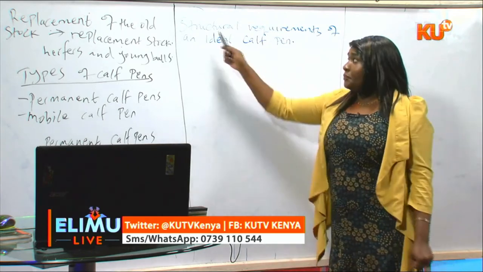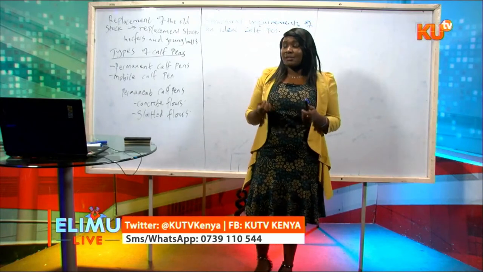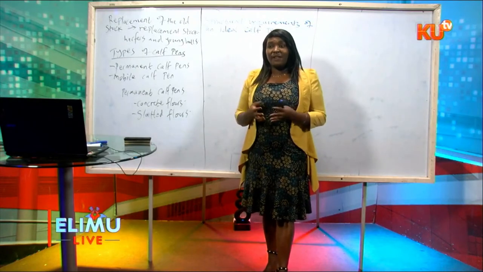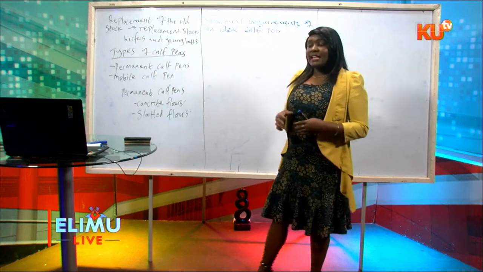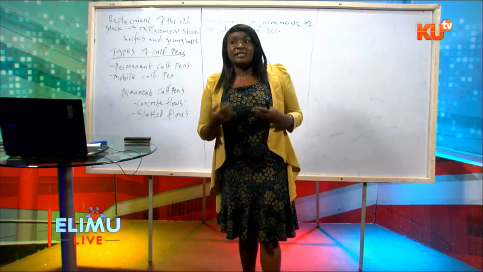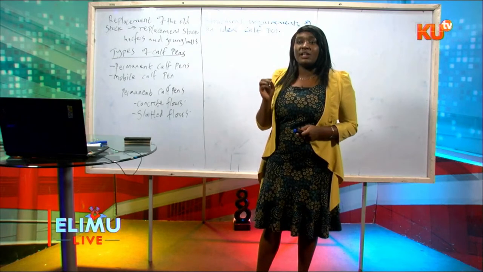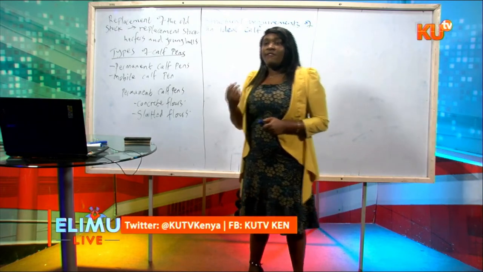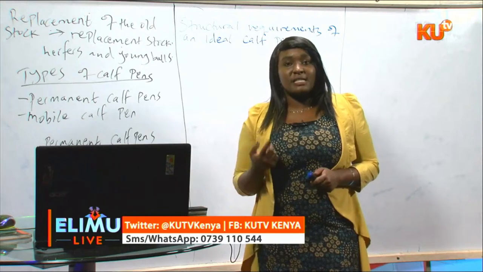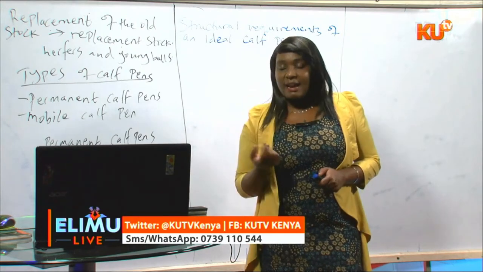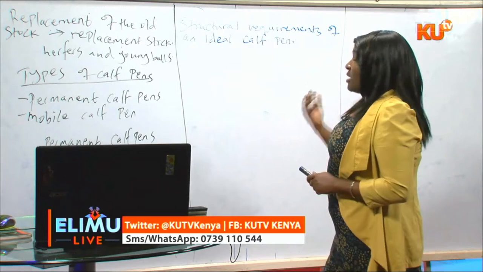Now, structural requirements. What do we require? What do we look for when we are trying to construct a calf pen? A calf pen that is going to serve our animals effectively and efficiently. A calf pen that is going to boost growth. A calf pen that is going to boost maturity of these animals, because we want these animals to reach service age very fast. That is the ultimate goal of a farmer, to reach service age so that they can be served and start reproducing early enough or at the right time. So, structural requirements of an ideal calf pen that will boost production in the farm.